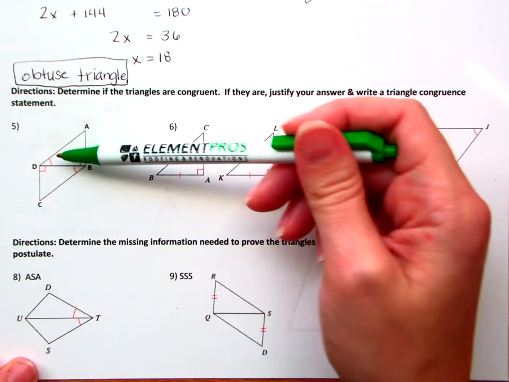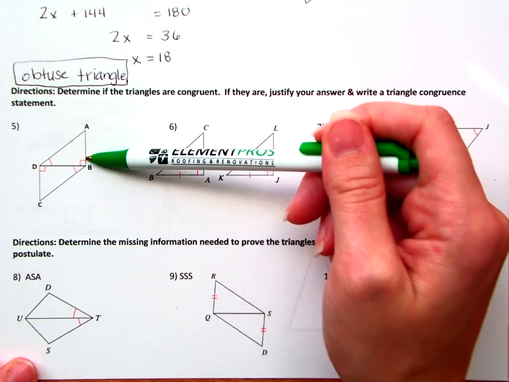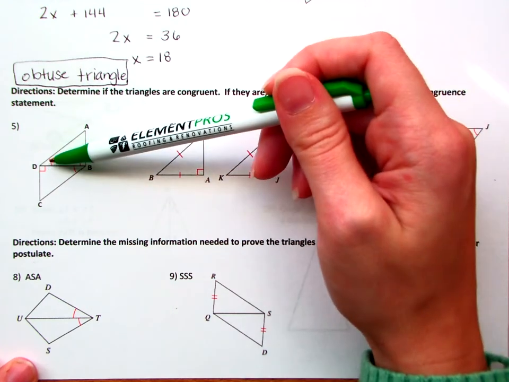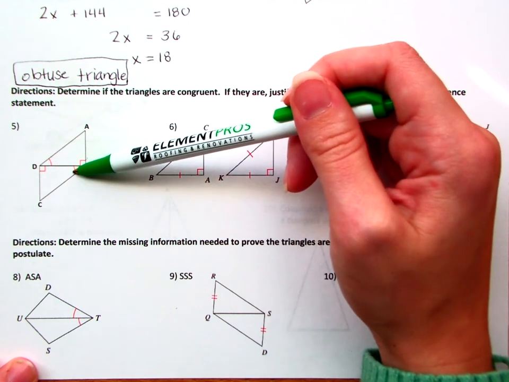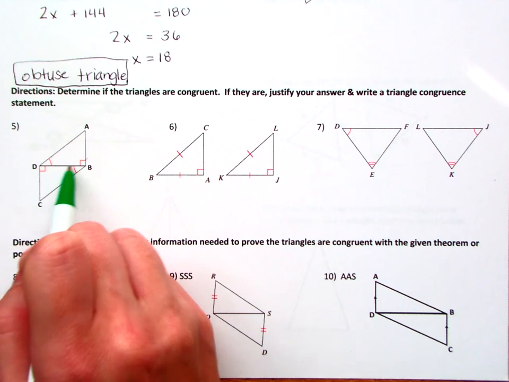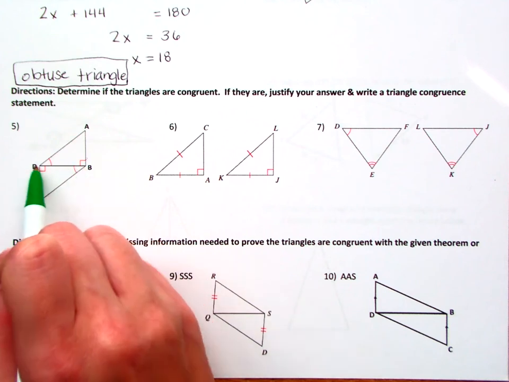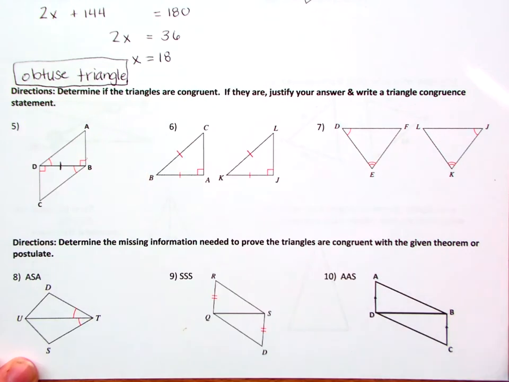I notice that I've got two right angles here, and I know my right angles are going to be congruent. I notice also that I have two angles here that are also congruent marked on the figure. So I've got two sets of angles. And if you'll notice, we could use the reflexive property to say that this segment DB is congruent to itself. So we could say that this is also congruent.